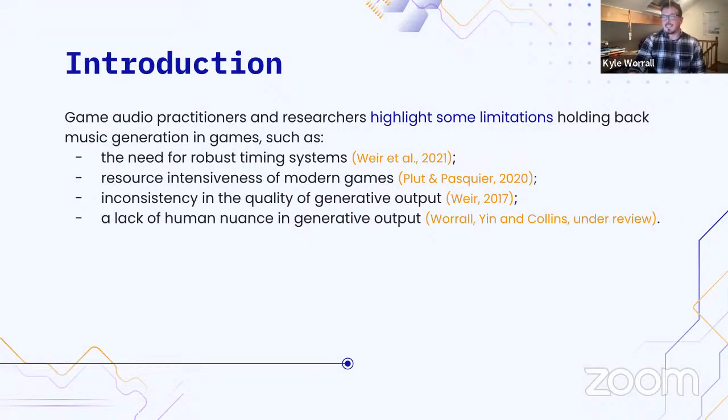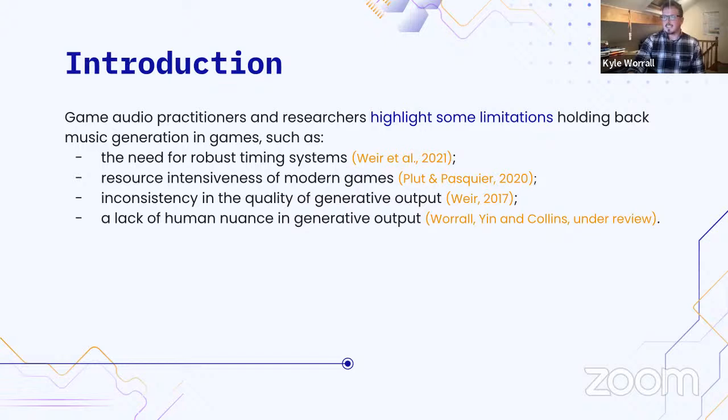Some practitioners and researchers have highlighted limitations holding back music generation in games. So there's a need for robust timing systems, or it all falls apart. Games are very resource intensive, and if you drop a frame, that's not a big deal. If your music system drops, and it doesn't come back when it loops, then suddenly you've got a really big problem.